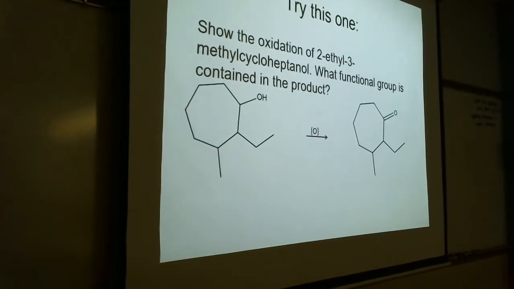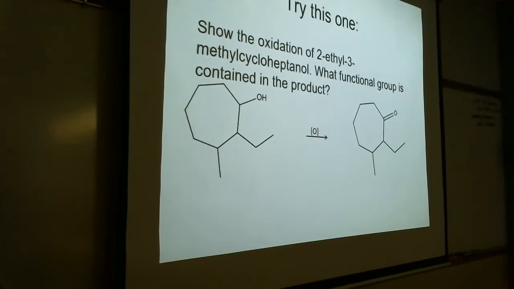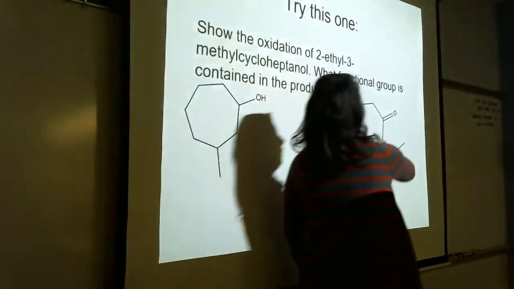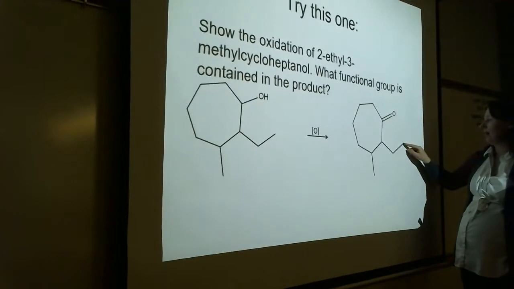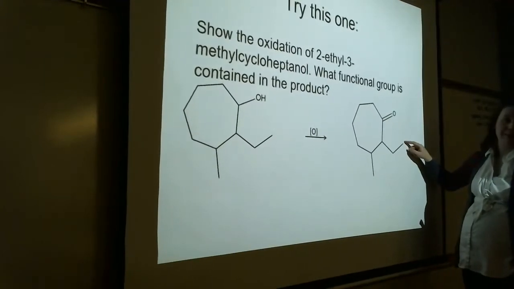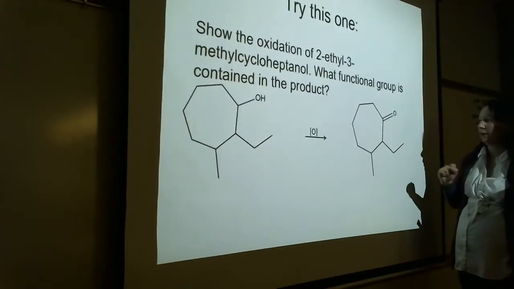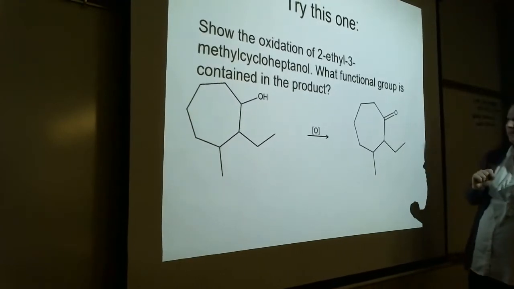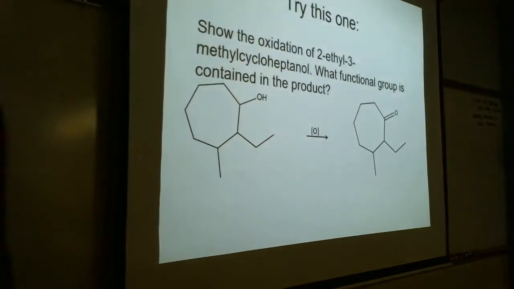So what functional group do we get in this product? Is that an aldehyde or a ketone? That's a ketone, right? Because a ketone is always on a secondary carbon. This is a secondary carbon. An aldehyde would be on an end, on a primary carbon, whereas a ketone is always on a secondary carbon. Now, you don't know how to name ketones yet, so I wouldn't ask you to name this.